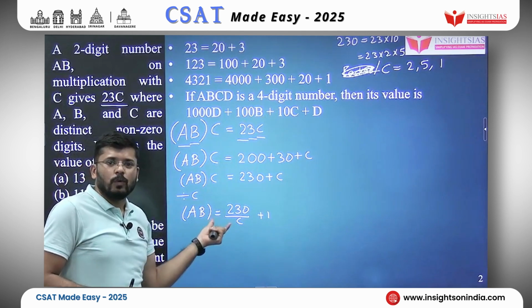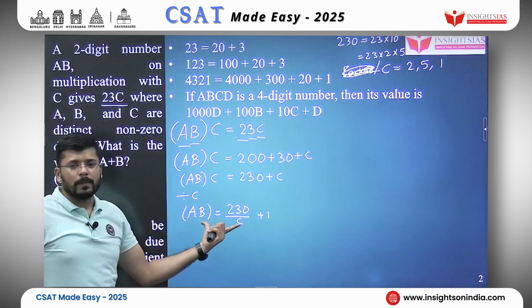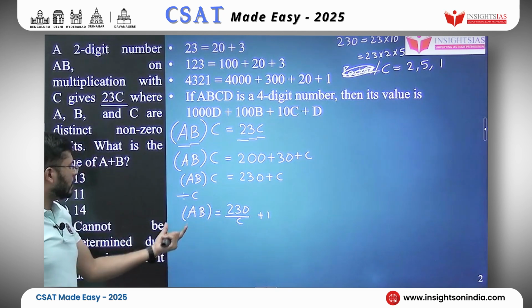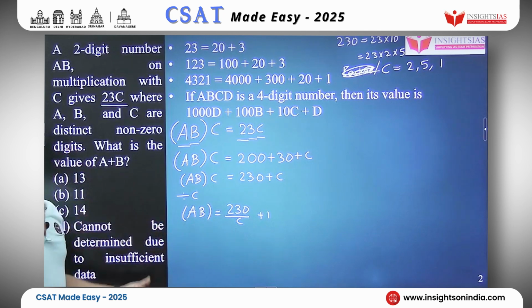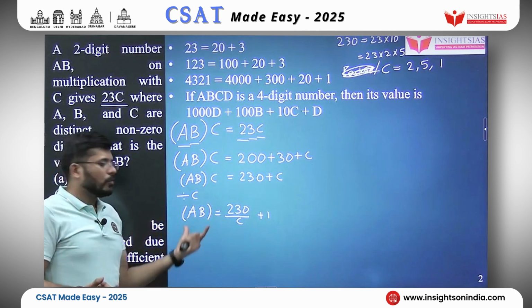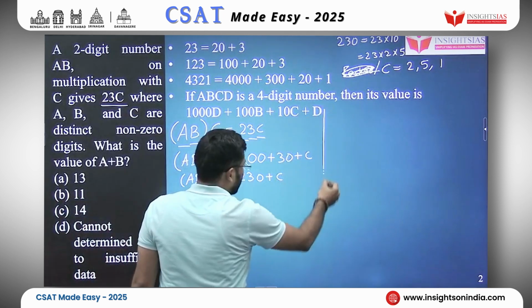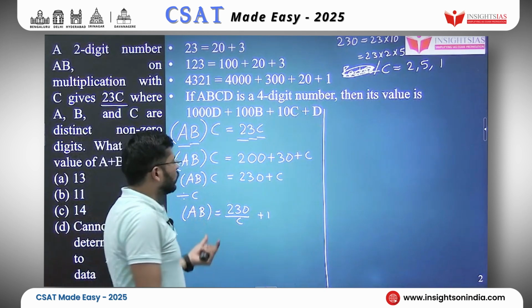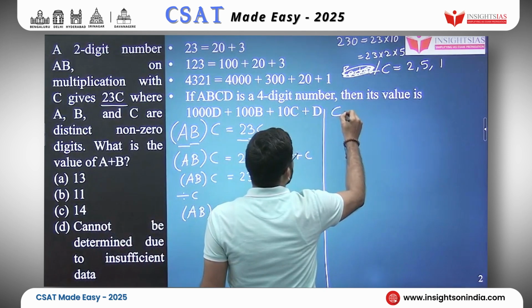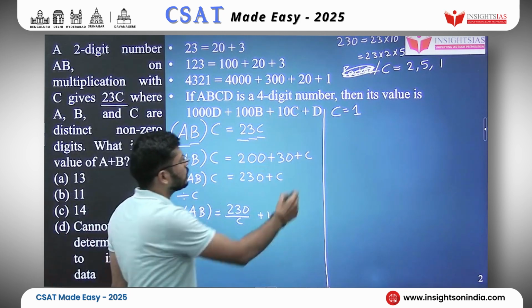and we will check each of them one by one here, and whichever gives us the whole number will be our answer, and then we will get the value of AB, and then we can find A plus B, the sum of digits. So now we have 3 cases to check, 1, 2 and 5. We will check each of them one by one. Let's try C equals 1.